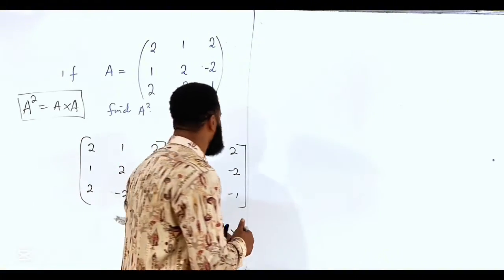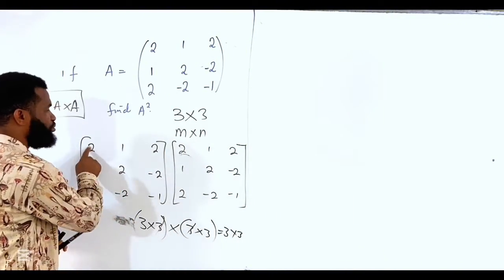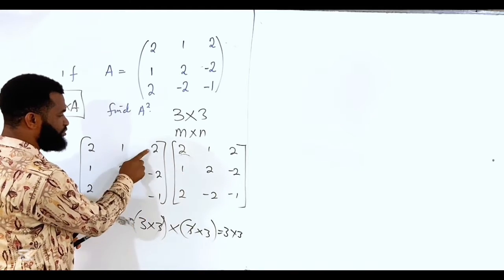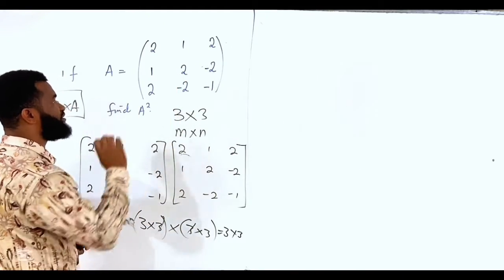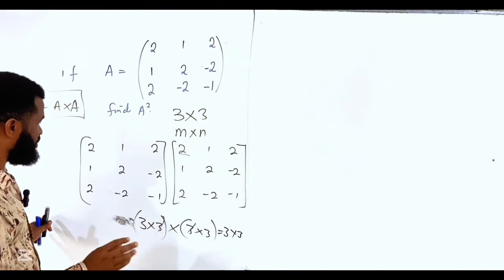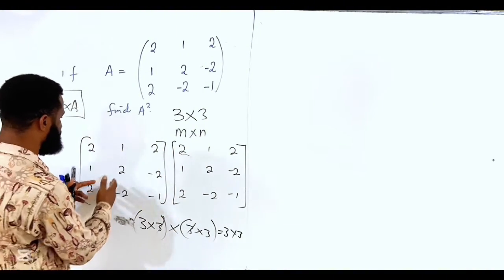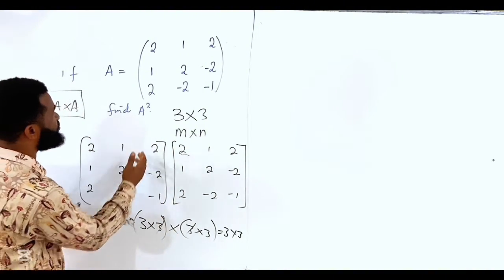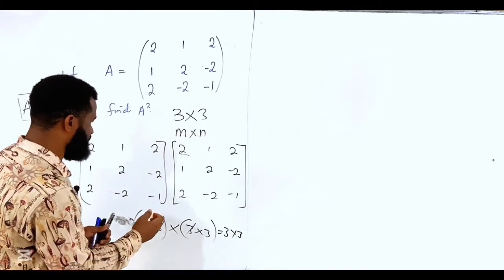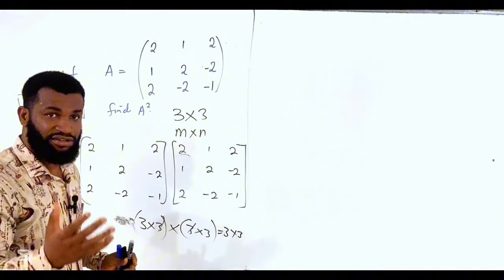Let's look at the first one. I'm going to start by saying 2 times 2, then 1 times 1, and 2 times 2 in the first part. But before that, let's consider if everything I've written here is correct to avoid any mistake. 2, 1, 2, 2, 1, 2, minus 2, then 2, minus 2, minus 1. All right, the same thing. Everything is fine. Let's continue.